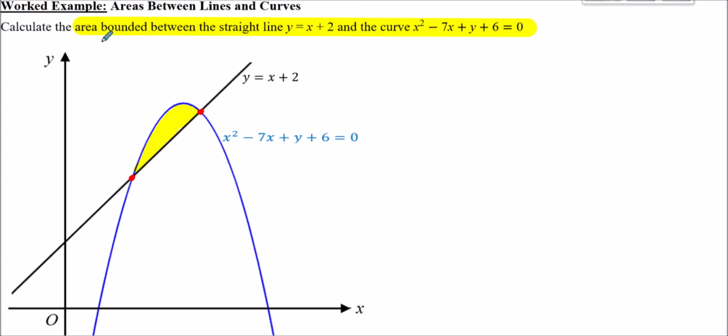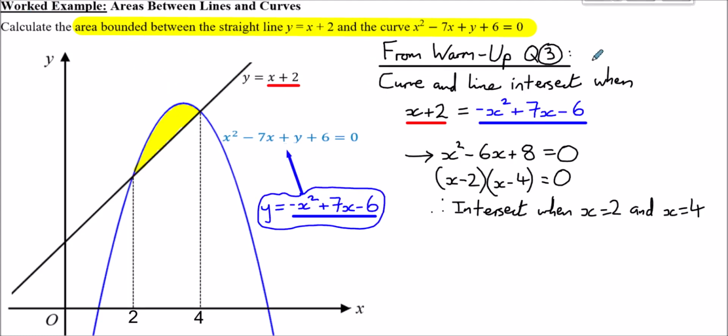So rather than do the same thing again, just to speed it through slightly, I've put here what we had from warm-up question 3. The straight line and the curve intersect when x plus 2 equals minus x squared plus 7x minus 6. Rearrange that and solve it, like we did for warm-up question 3. We can now work out that the limits of integration are between x equals 2, where they intersect first of all, and where they intersect again at x equals 4. So what we need to do here is to integrate between x equals 2 and x equals 4.